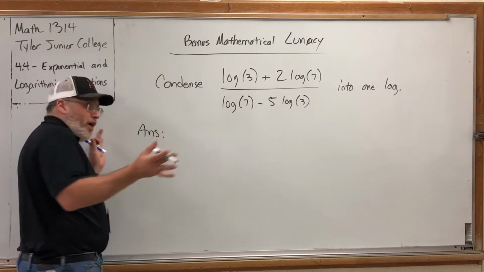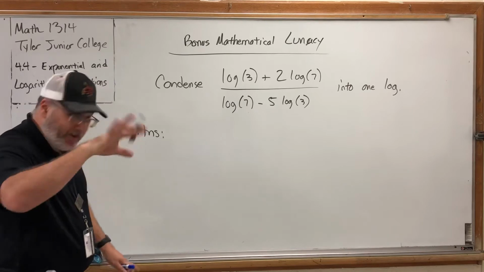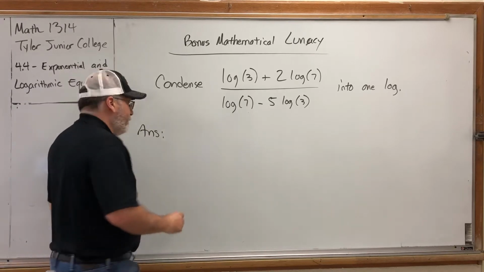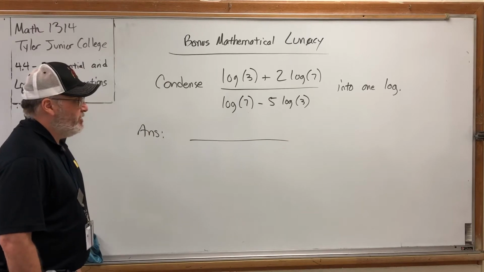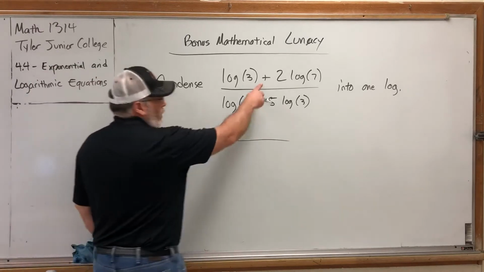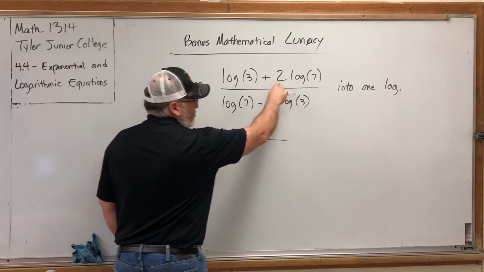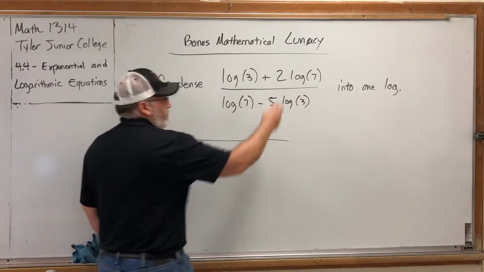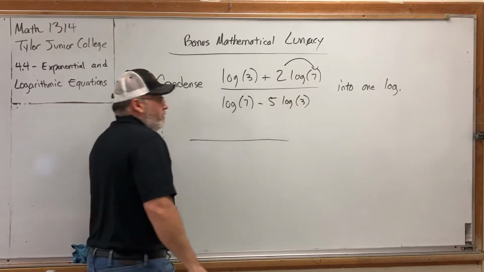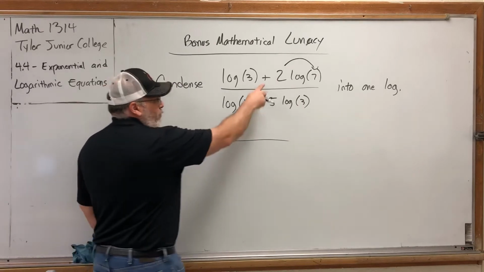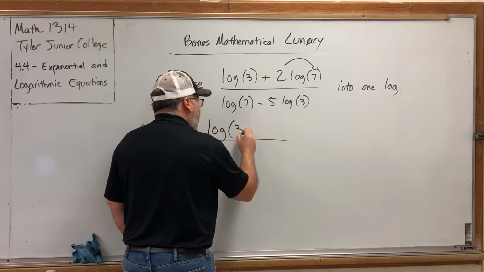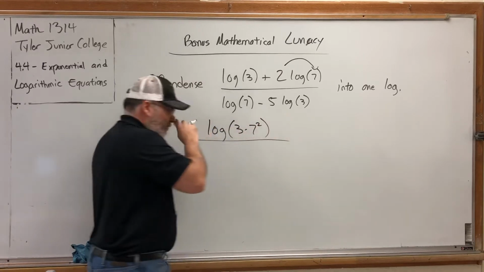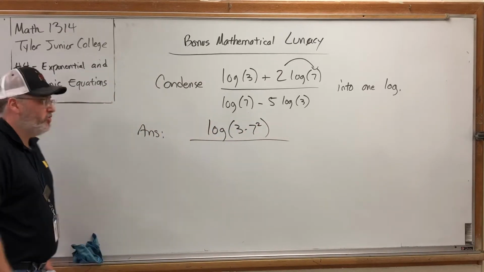I'm not going to write all the properties. If you're watching this video, you probably have them written down or memorized already. I'm just going to do it. The numerator is easy to condense. We can use the product rule after we move this 2 in as an exponent. So the 2 goes in on the 7 as a power, and then the product rule says we can multiply the arguments. So the top will condense into log of 3 times 7 squared. We'll figure out what 3 times 7 squared is in just a second.